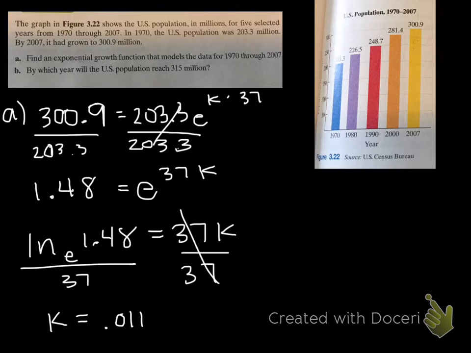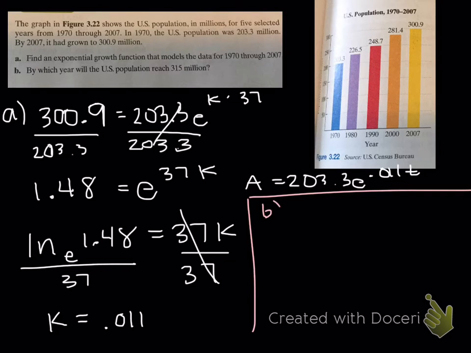So now to write our general equation, I would say the general equation is A equals 203.3 e to the 0.011 t. So notice I left t as a variable and I left big A as a variable, so now we can find any information they ask. So notice in letter B, it says by what year will the population be 315 million.